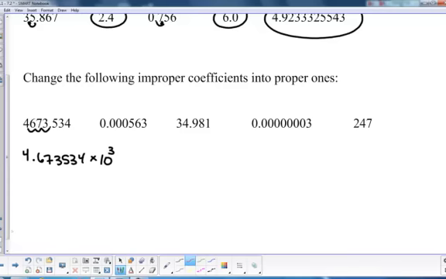So this decimal would have to be moved 4 over. So your proper scientific notation is 5.63 times 10 to the negative 4. This would have to be moved 1 back. So 3.4981 times 10 to the 1. That would give us the black stuff above.